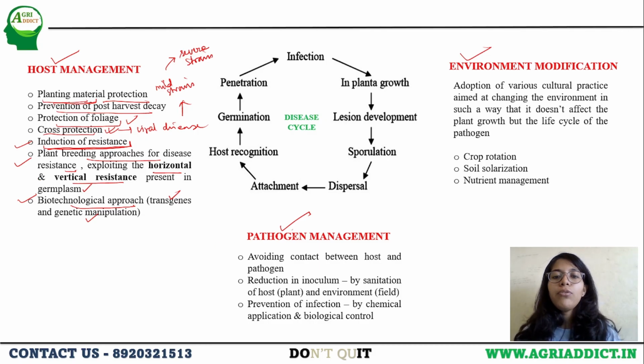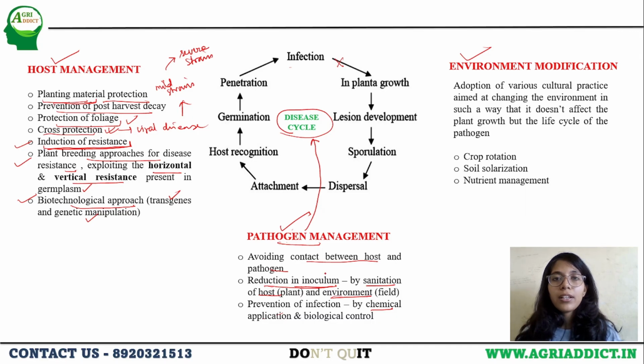Pathogen management. So how do we need to manage the pathogen? For this reason, we need to have a clear knowledge about the disease cycle of that pathogen so that we can break this infection chain. We can manipulate it. We need to avoid the contact between the host and the pathogen. We need to reduce the inoculum potential by sanitation of the host, that is protection of the plant and the environment. Prevention of the infection by the adoption of various chemicals.